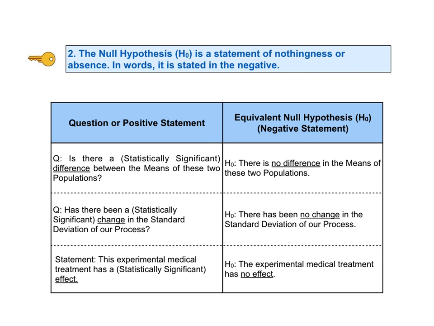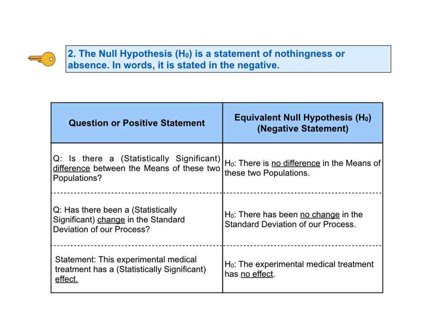For example, if our question is there a statistically significant difference between the means of these two populations, our null hypothesis would be there is no difference between the means of these two populations. Note that we don't normally include the words statistically significant in our null hypothesis. Hypothesis testing is a test of statistical significance, so it is understood.